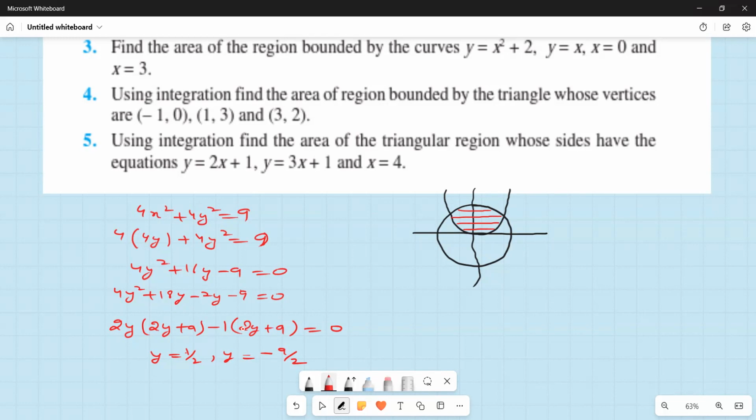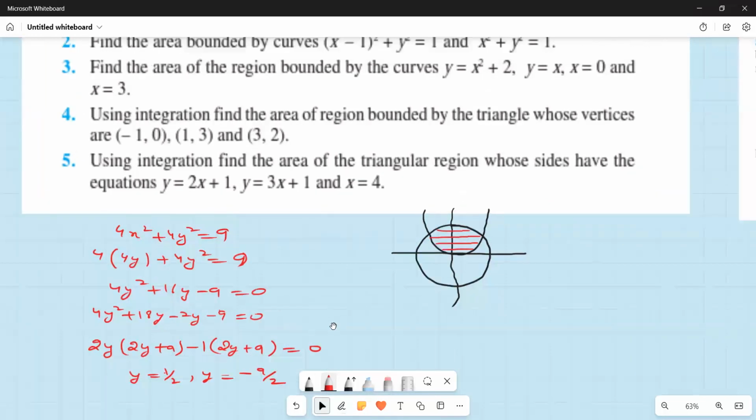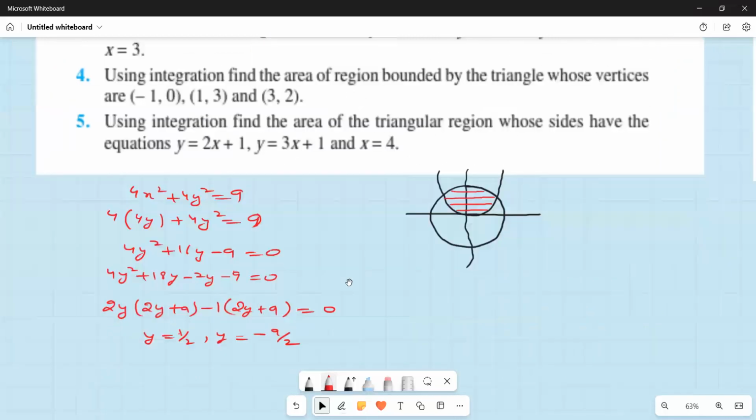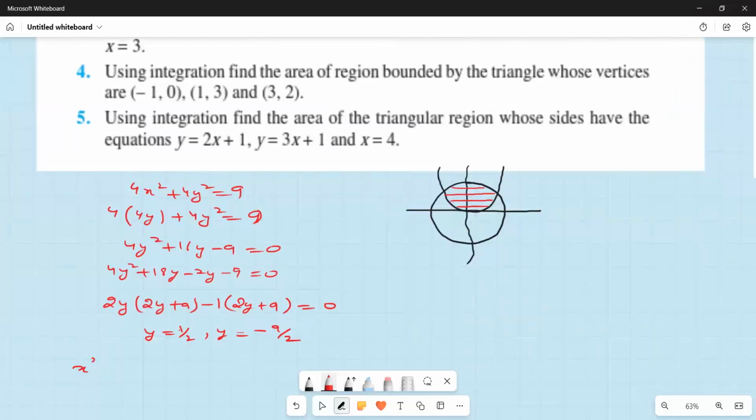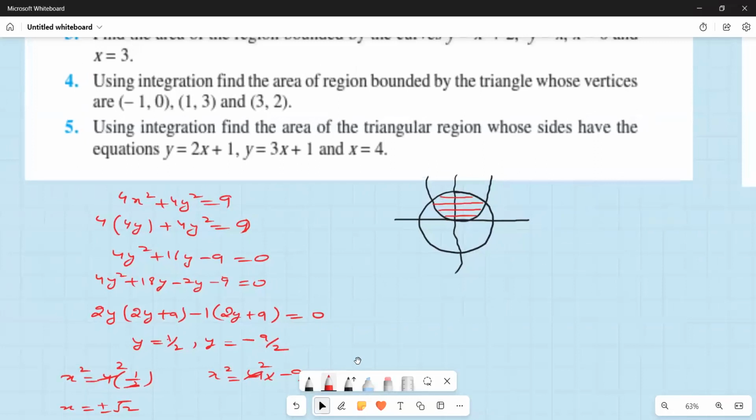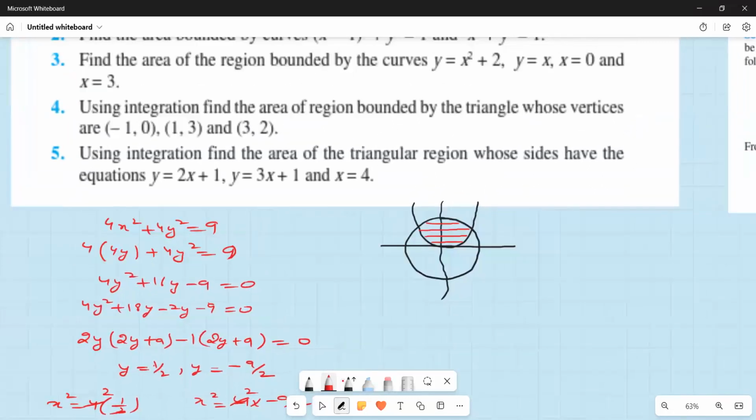So if I substitute this value in x, what will I get? x square is equal to 4y, right? So x square is equal to 4 into y, so x is equal to plus minus root 2. And when I put minus 9 by 2, x square is equal to minus 4 into minus 9 by 2, then it will be minus 18. So that will be a complex number, right? So the x value is plus minus root 2.